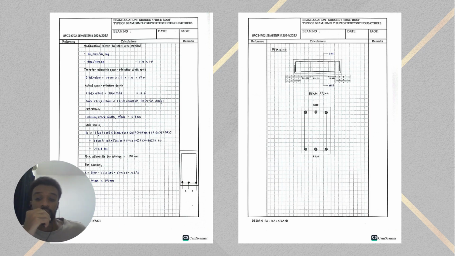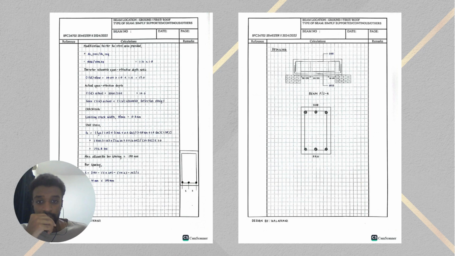For the cracking check, the limiting crack width, Wmax, is equal to 0.5 millimeter. The steel stress, fs, is calculated as 216.8 Newton per millimeter square, and the maximum bar spacing allowed is 150 millimeters. The calculated bar spacing is 101.4 millimeters, which is smaller than 150 millimeters, so it's safe.